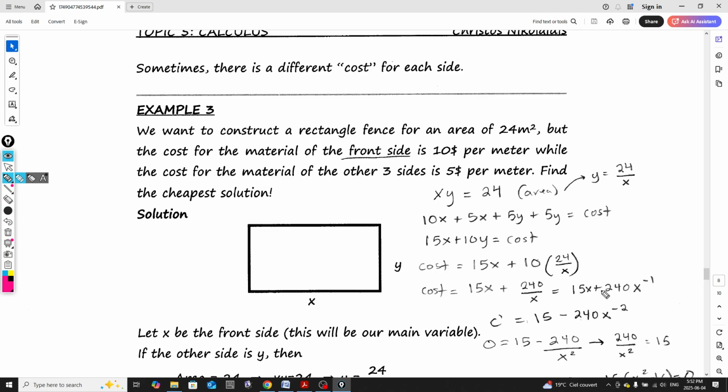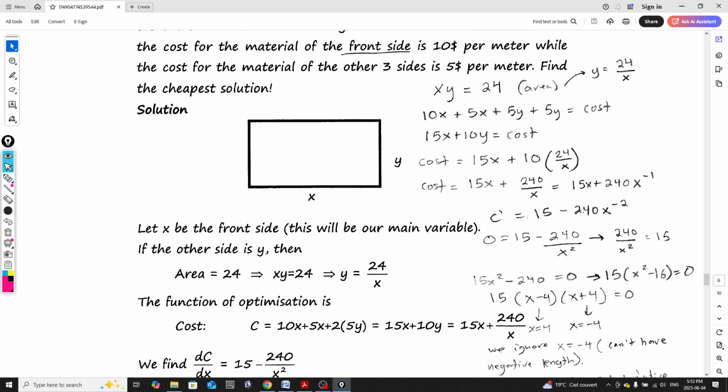Okay, the first step is going to be obviously to get the derivative of the cost, so cost prime or C prime. Then I want to figure out the stationary point, so I set that equal to 0. When I set that equal to 0, I get 15 minus 240 over x squared equals 0.